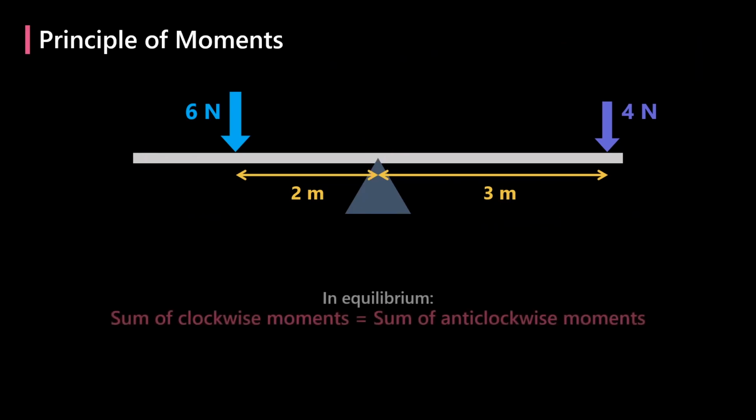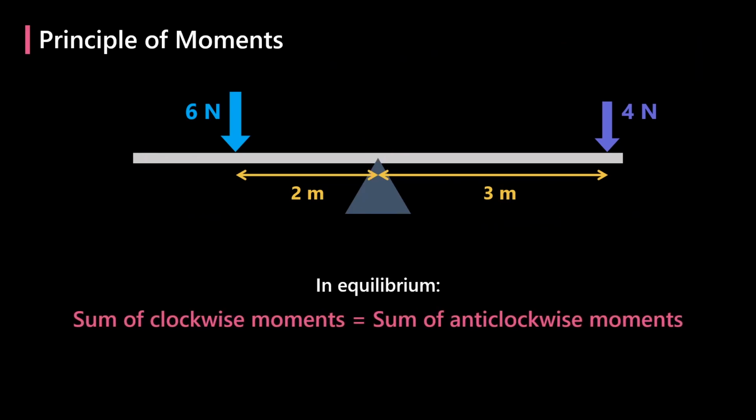So we can say that in equilibrium, the sum of the clockwise moments is equal to the sum of the anti-clockwise moments. Now I use the word sum because sometimes you can get more than one force acting on each side of the beam.